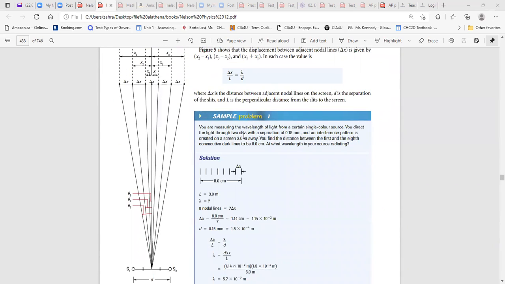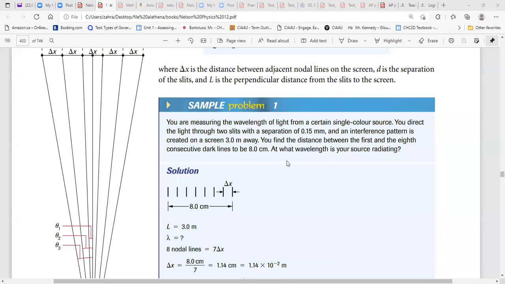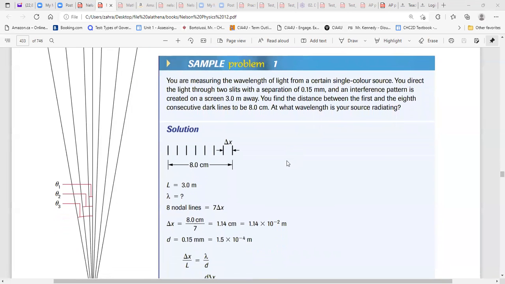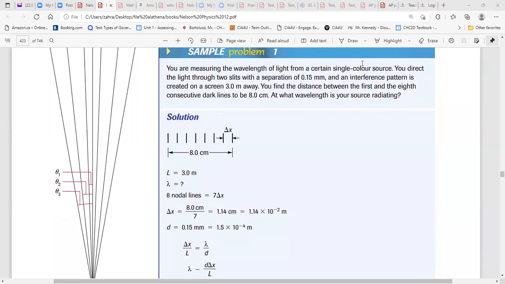Okay, so look at this question. You are measuring the wavelength of light from a certain single color source. You direct the light through two slits, so it's a double-slit experiment, with a separation of 0.15 millimeters. So d is given, 0.15 millimeter. You can convert it to meters. And the interference pattern is created 3 meters away. This is your L.